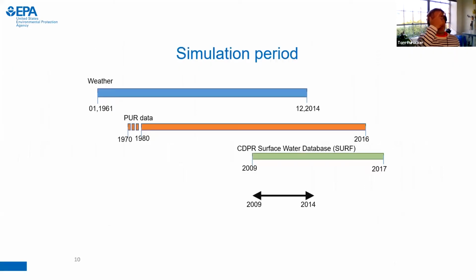In terms of the overall simulation period, we have weather going back to the 60s essentially. This pesticide use data originated in the 80s, but we only have up through 2016 at this point. And then we have concentrations that are measured from 2009 to 2017. So right now we're able to model over a 5-year period from 2009 to 2014.